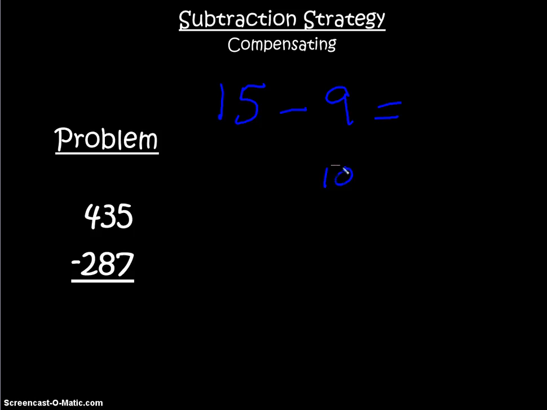To go from 9 to 10, I added 1 more apple, which means that I am going to take away 1 more apple than I should. To make sure that I end up with the same amount of apples, I'm going to add 1 apple to my original bag. And that way, in the end, the one that I added will be taken away as well. When I add 1 to 15, I have 16.